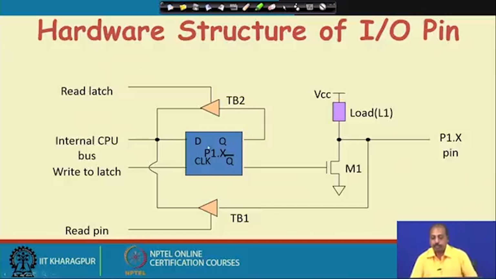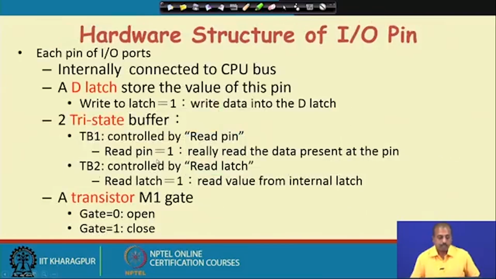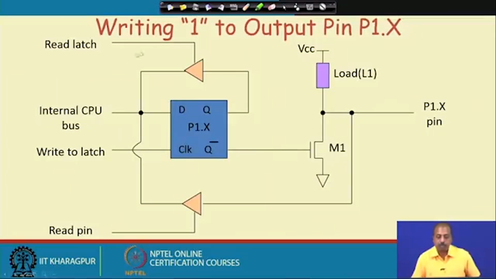So, this is the diagram that we had previously. Each pin of the IO port is internally connected to the CPU bus. We will take some example, like how to write a 1 to the pin, say 1.x. This is port 1 and we want to write a 1 here. So, how to do it?